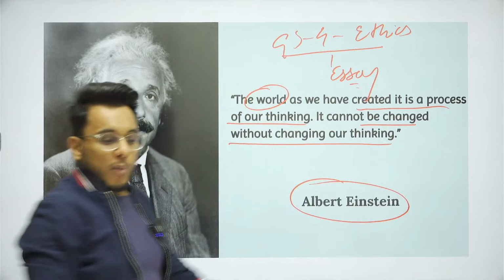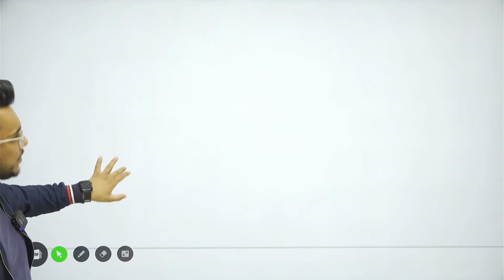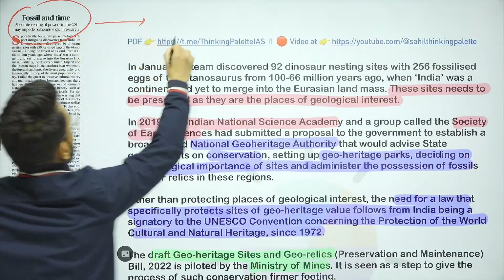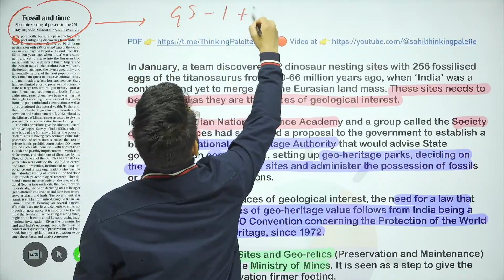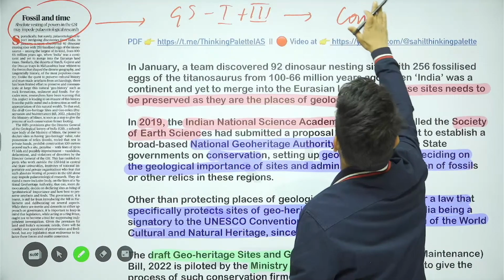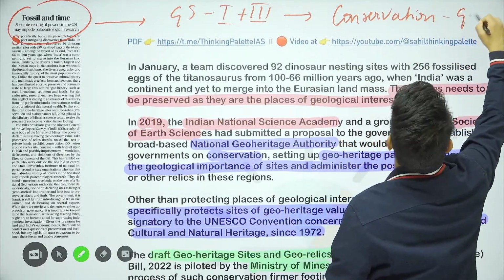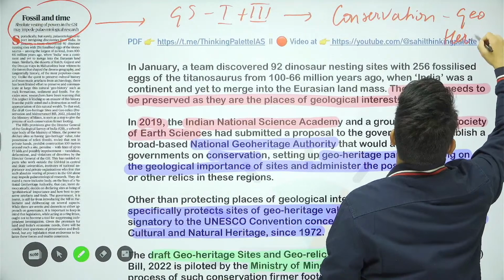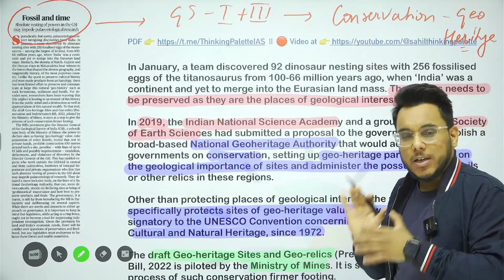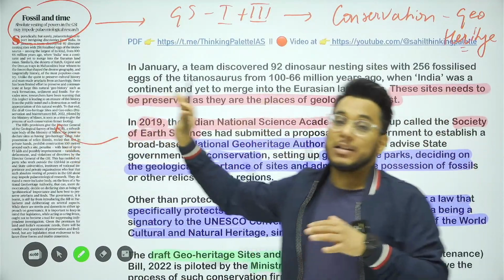Okay. Now moving on, let's take the first article. The first article, guys, that we are going to take is Fossil and Time. This particular article we'll see with respect to GS paper number 1 and GS paper number 3. The topic is conservation of geo-heritage or geological sites. Now, I will not go into this article directly. First of all, I would like to tell you some background information, and after understanding that background information, we'll go into this particular article to see what the article is talking about.